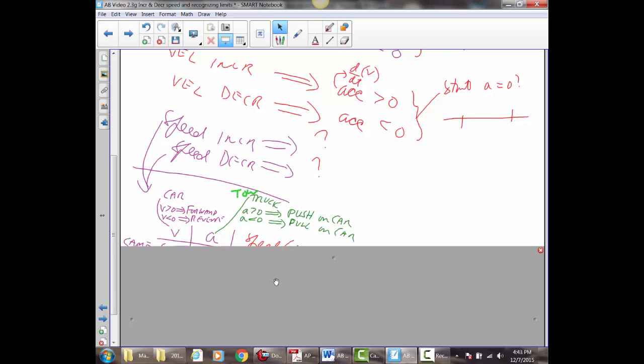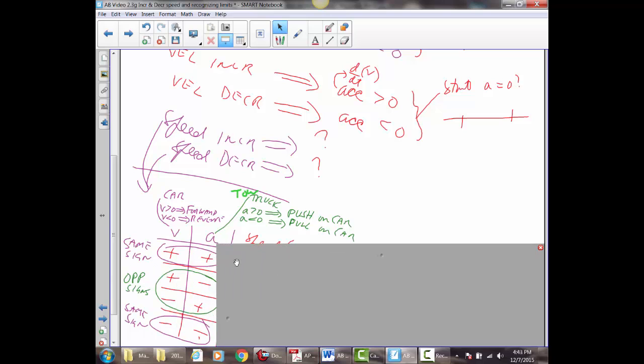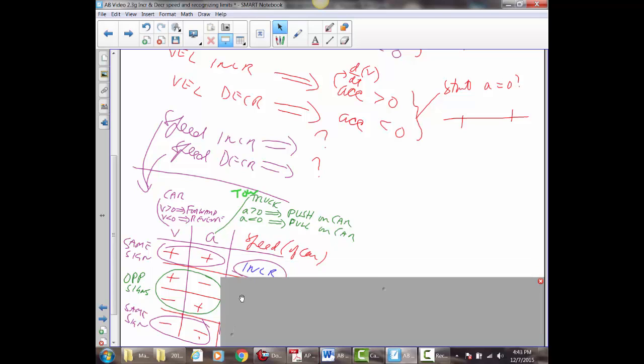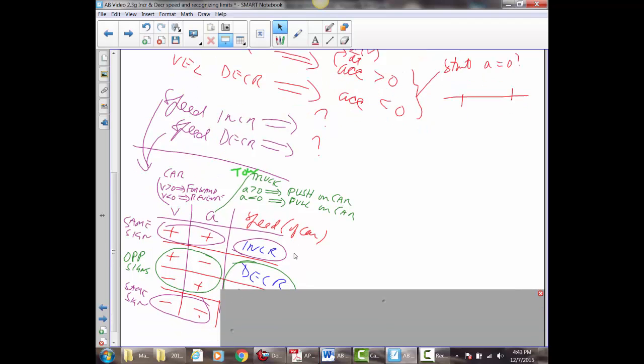So here's what we're going to do. We're going to look at the 4 different possibilities. Both are positive, both are negative, velocity is positive and acceleration is negative, or vice versa. So if you were a car with a positive velocity, meaning you're moving forward, and a tow truck comes up behind you and pushes on you, wouldn't it make sense that your speed would increase? If you were moving forward and the tow truck pulled on you, wouldn't it mean that your speed would decrease?